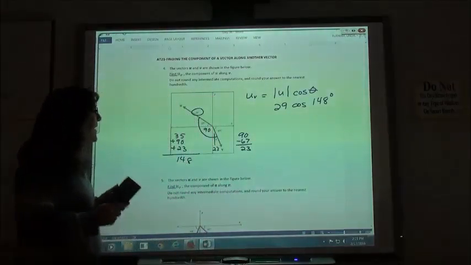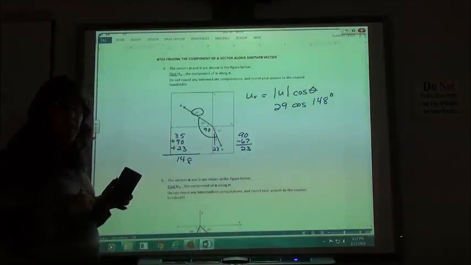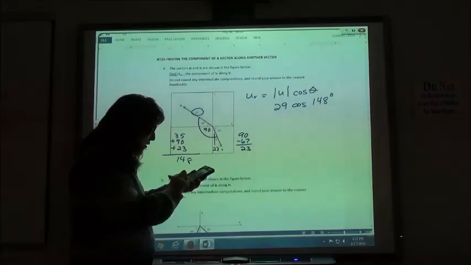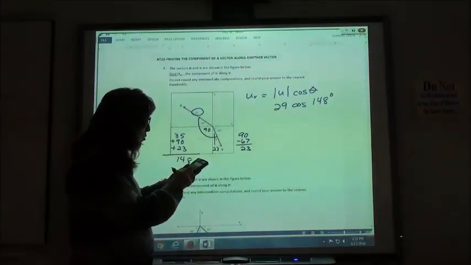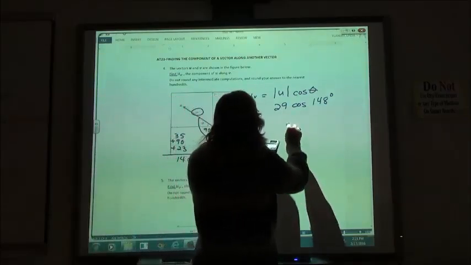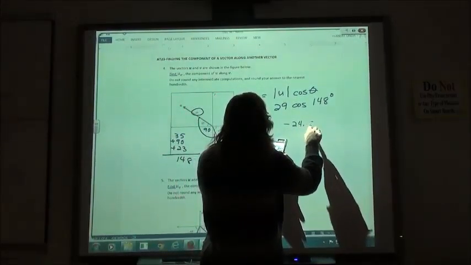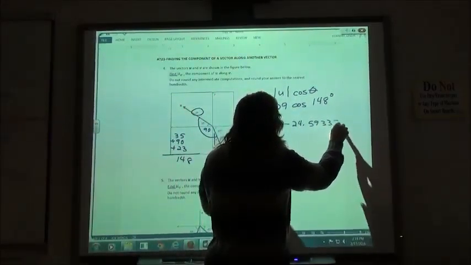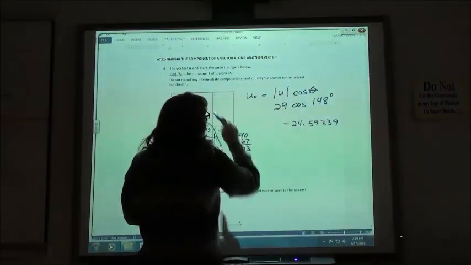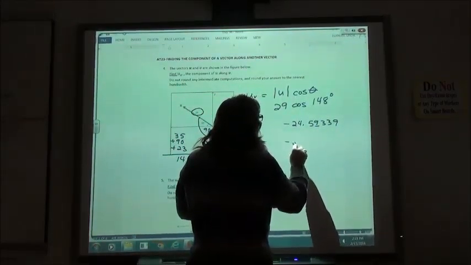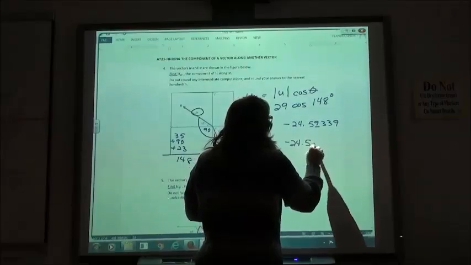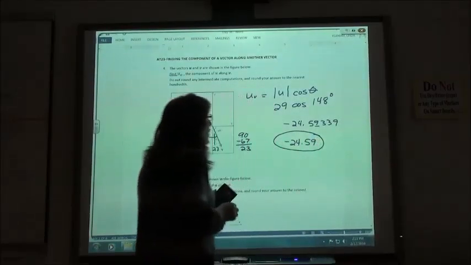And so again, I'm in degree mode. Make sure your calculator's in degree mode. You're just going to type in 29 cosine of 148. I get negative 24.59339. I'm going to round my answer to the nearest hundredth, so negative 24.59 is going to be my answer.